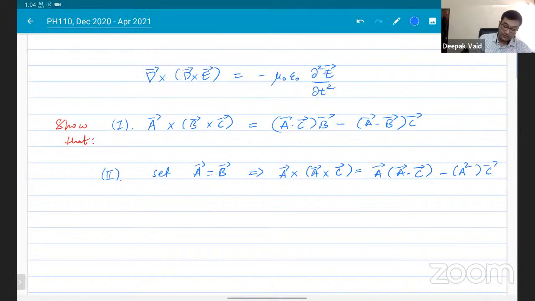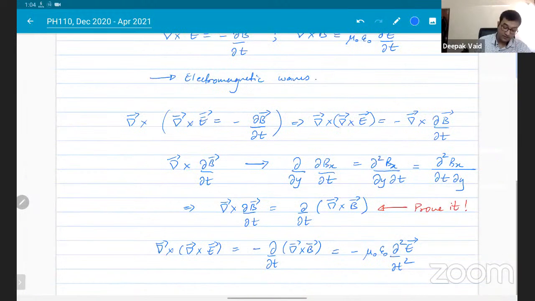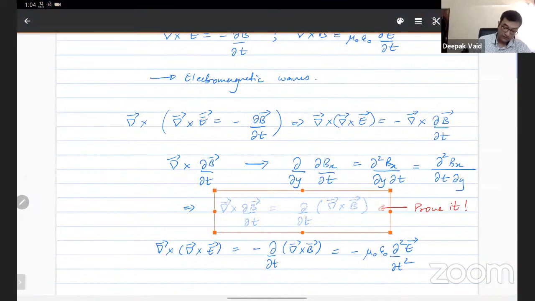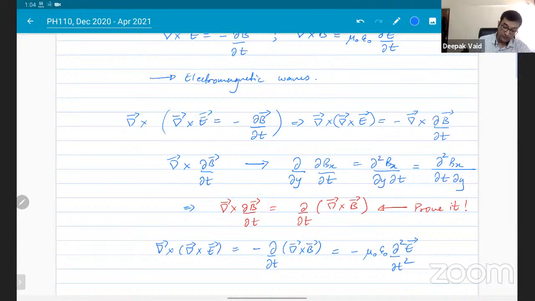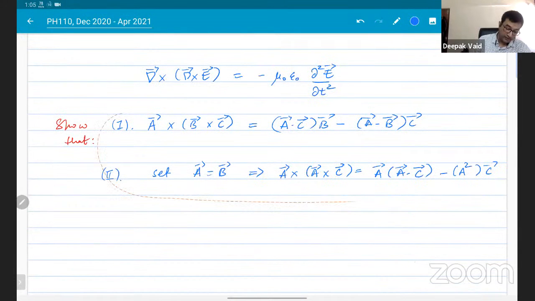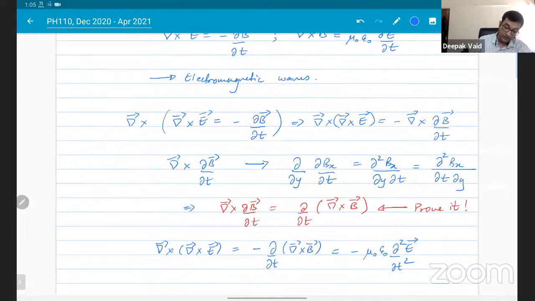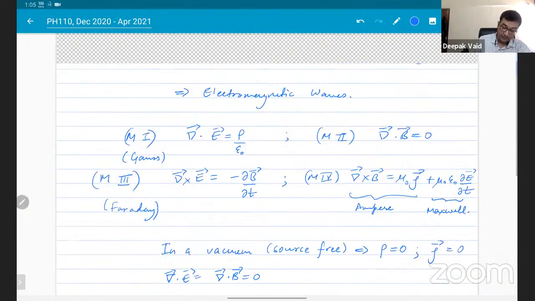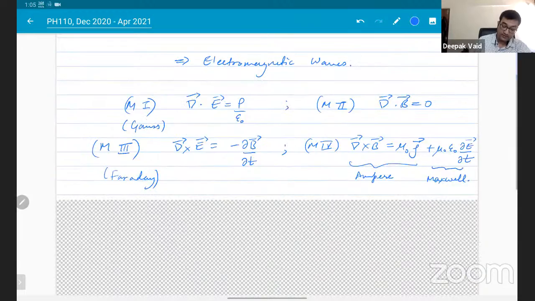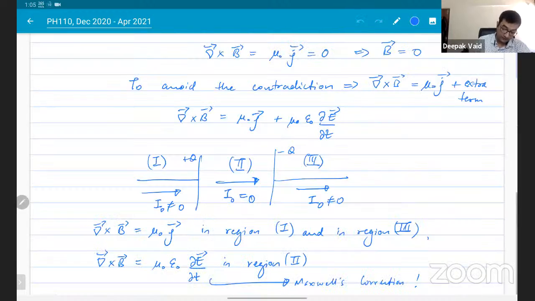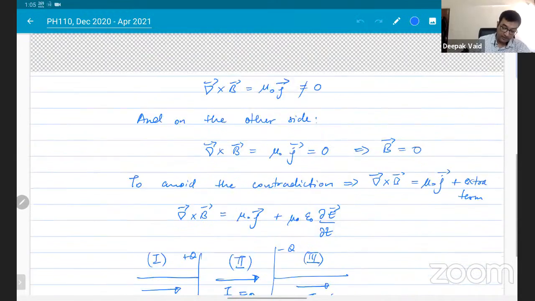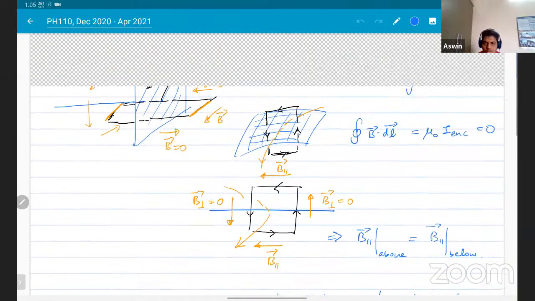And then in tomorrow's class, I will show you how you get electromagnetic waves from this equation. Okay. So there are a couple of exercises for you to do. Of course, I'm not going to sit and correct these exercises. But if you want to follow the material, then it would be helpful.